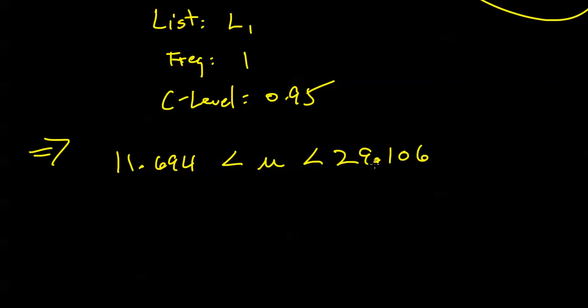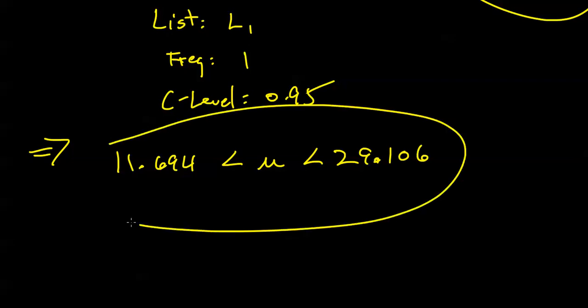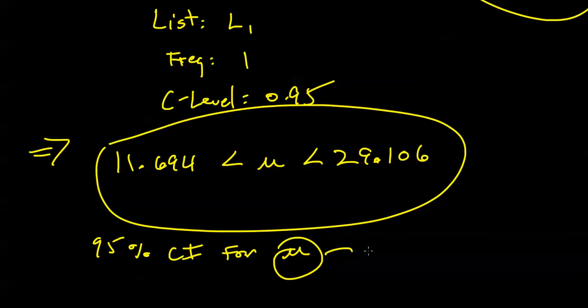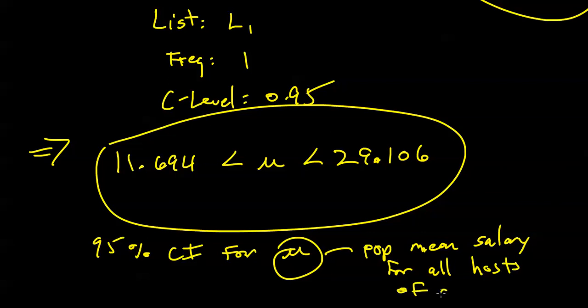Alright, so this is my, well, let me label it. This is my 95% confidence interval estimate for mu, where mu is the population mean salary for all talk show hosts of all time. Let me write that down. Mu is kind of an abstract idea. It's the population mean salary for all talk show hosts of all time. And remember, we are basing this confidence interval estimate on sample data from our 10 talk show hosts listed.